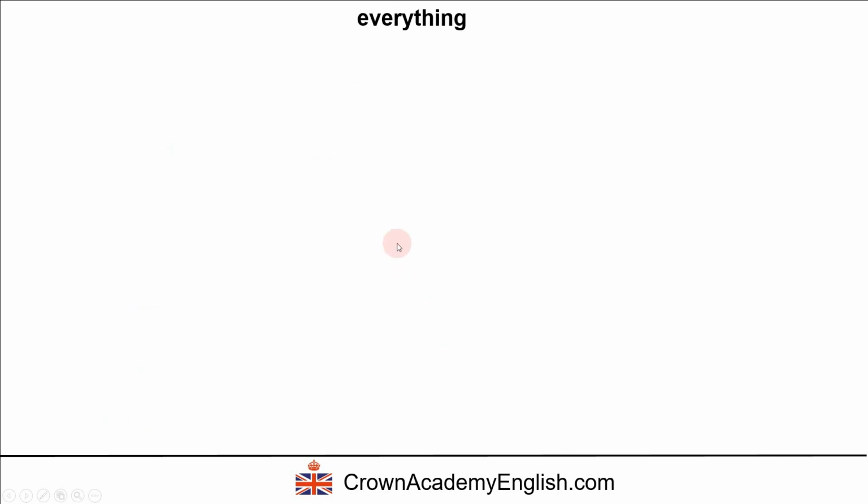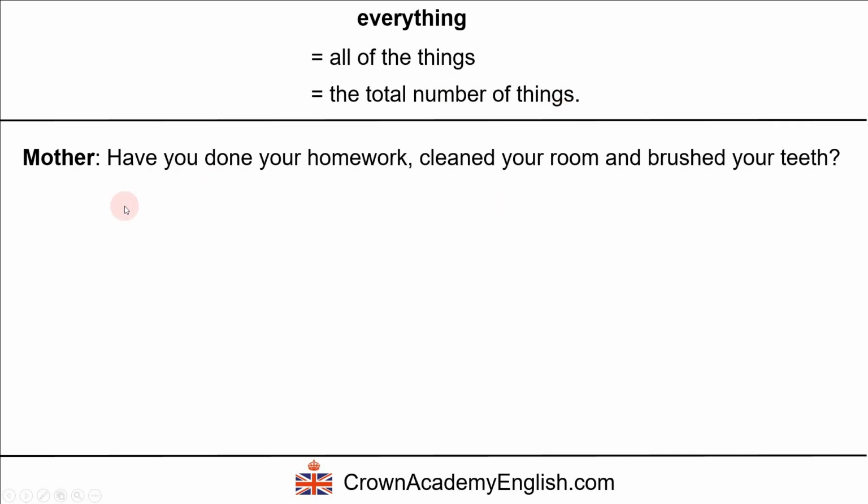Okay, so now that we've done all the boring grammar, let's look at some example uses of all of these words. So, everything. We know it means all of the things and the total number of things. So mother asks, have you done your homework, cleaned your room and brushed your teeth? And the child replies, yes, I have done everything. I have done all of the things. All of these things.